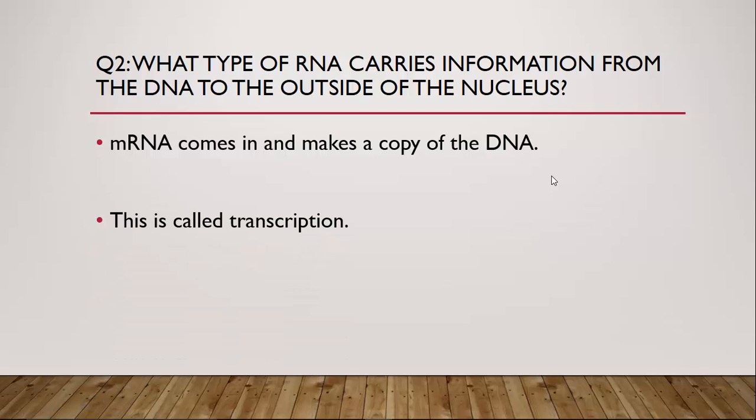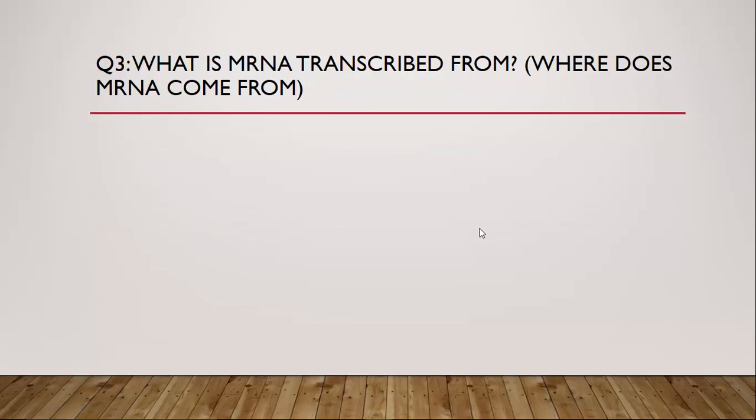This is also called transcription. So when mRNA is making a copy of DNA, it's called transcription. Number three, what is mRNA transcribed from? So where does mRNA come from? And the reason we said that is transcription is because we have this question right here. What is mRNA transcribed from? In other words, where does it come from? And it makes a copy of the DNA. So that's where mRNA comes from.